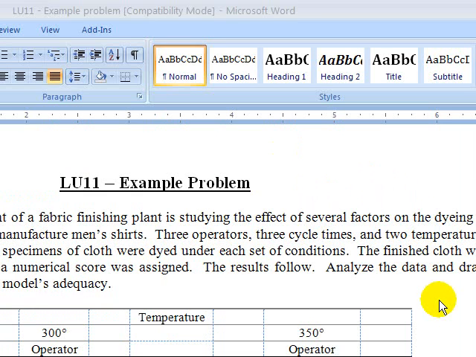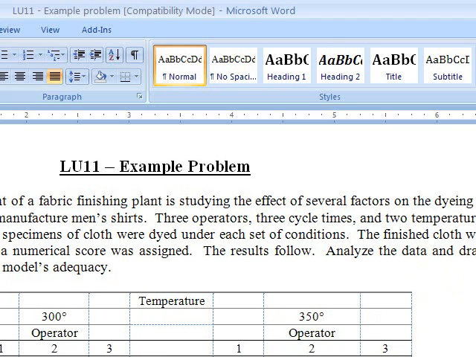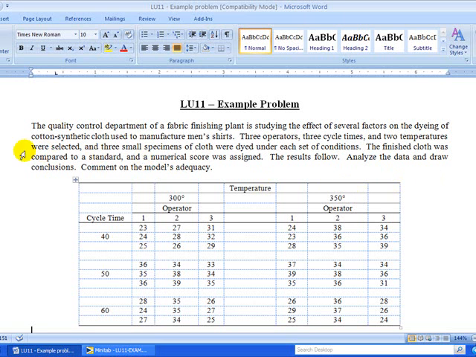As the number of factors increases, the problem becomes more and more complicated, and the number of experiments also increases. So in this particular problem here, let me read this problem for you first.